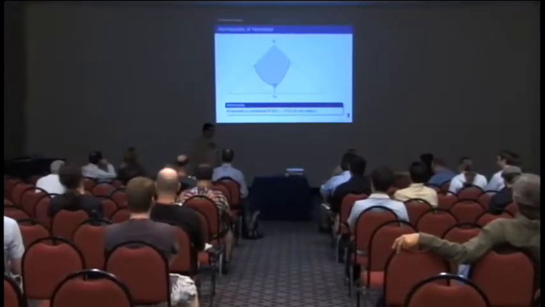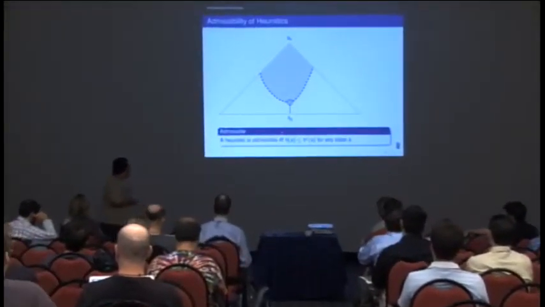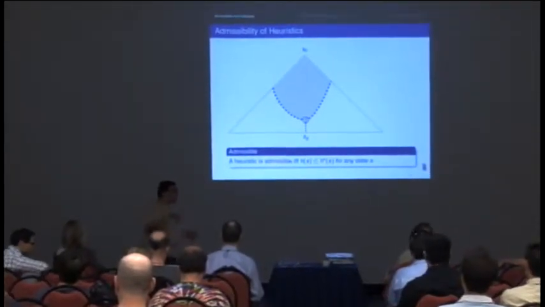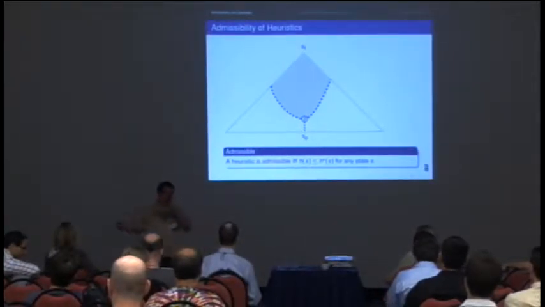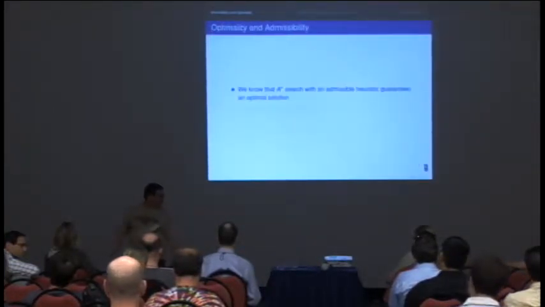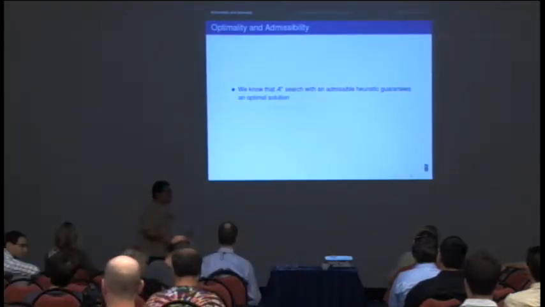So we all know that a heuristic is admissible if it gives us estimates that are a lower bound of the true goal distance, goal cost, for any state. So this is a state, and the red line is supposed to represent the distance of the estimate, and this is the goal. So this is an admissible heuristic. And we all know that A star with an admissible heuristic will give us an optimal solution, which is great.